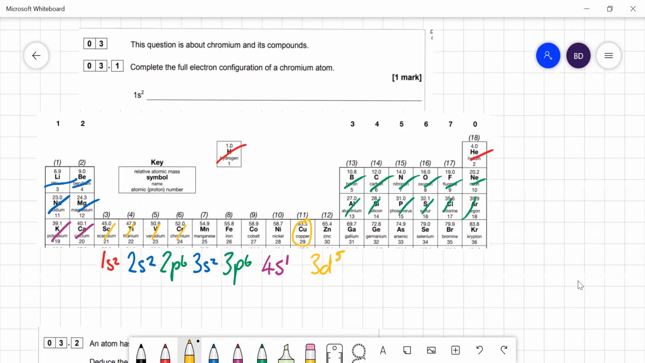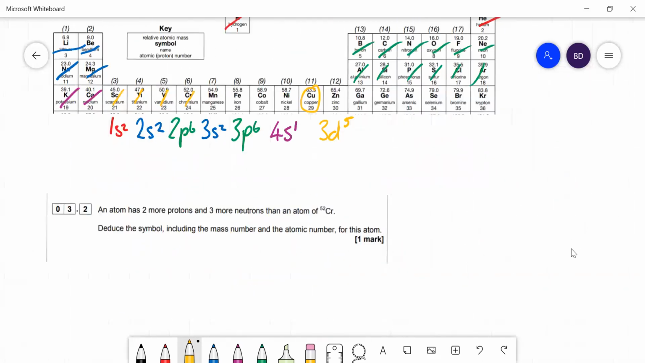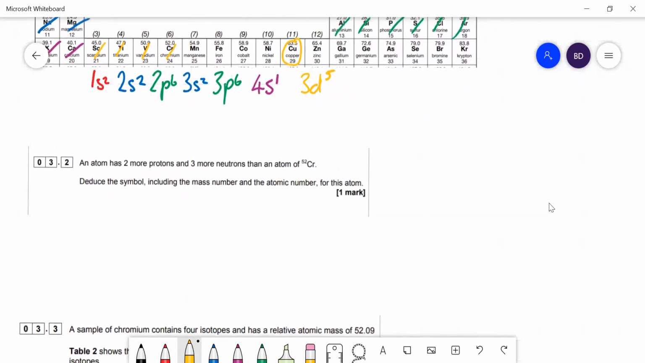Okay, right now. An atom has 2 more protons and 3 more neutrons than an atom of chromium-52, 1 mark. There's actually a bit more to this question than you might initially think. So let's look at chromium, what we've got there. The atomic number for chromium, Z, protons for chromium, is equal to 24. Okay, so this new atom, how many protons has that got? It's got 2 more, so it's going to be 26.